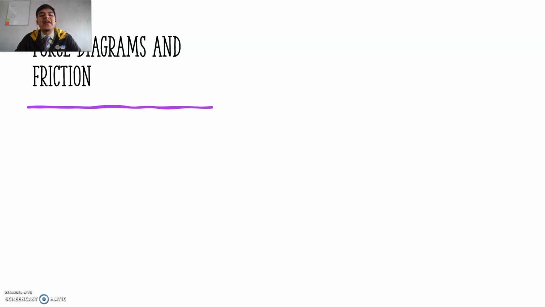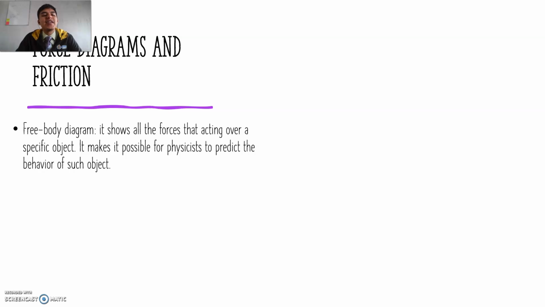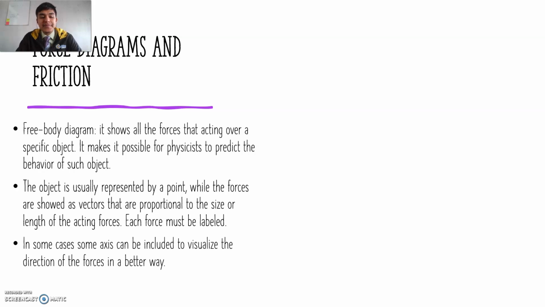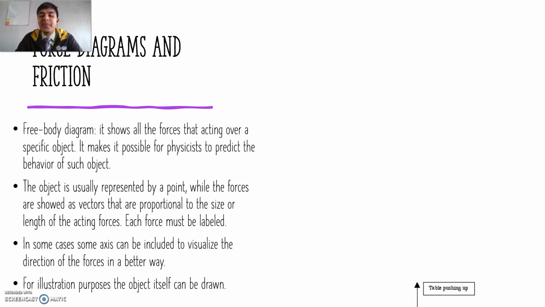Okay, let's start with force diagrams and friction. So a free body diagram shows all the forces that are acting over a specific object. It makes it possible for physicists to predict the behavior of such objects. The object is usually represented by a point, while the forces are shown as vectors that are proportional to the size or length of the acting forces. Each force must be labeled. In some cases, some axes can be included to visualize the direction of the forces in a better way. For illustration purposes, the object itself can be drawn.